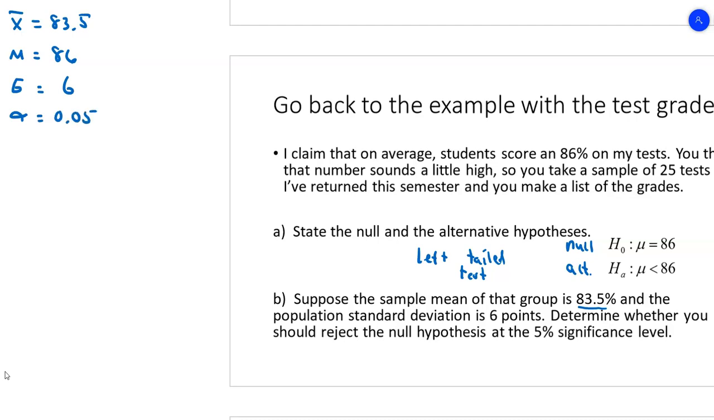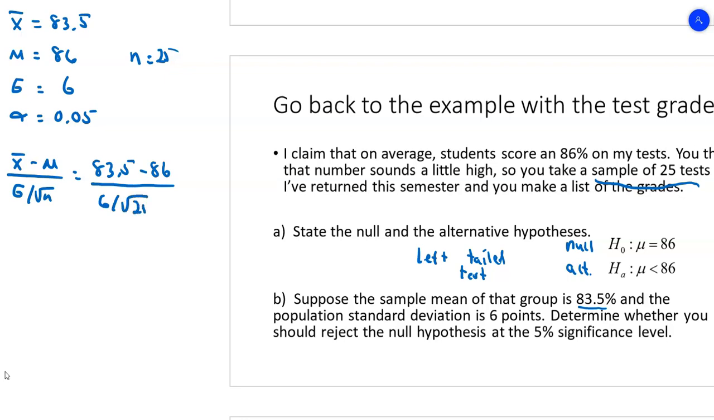All right. So the first thing I need is that z statistic, that test statistic. So just like for the critical value approach, I have to calculate z. So if you remember, z is the sample mean minus the mean from the null hypothesis over the standard deviation divided by the square root of n. So in this case, n is 25 because I told you that I took a sample of 25 tests. All right, throw the numbers in, and I get 83.5 minus 86 over 6 divided by the square root of 25.